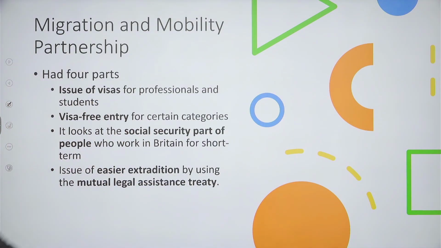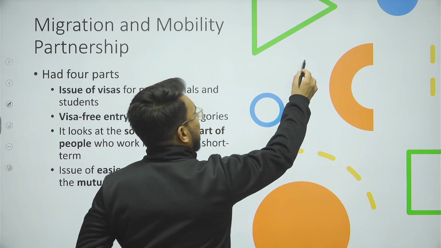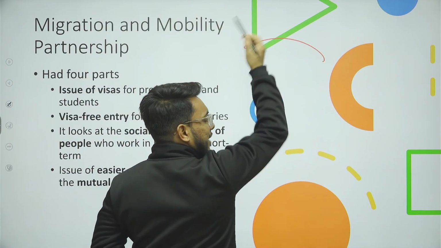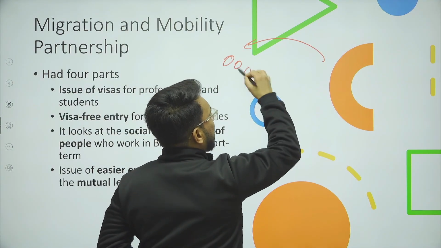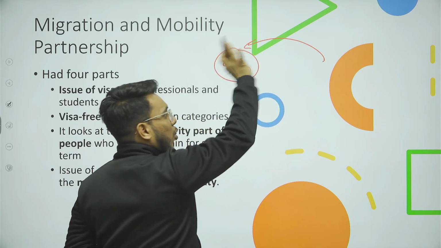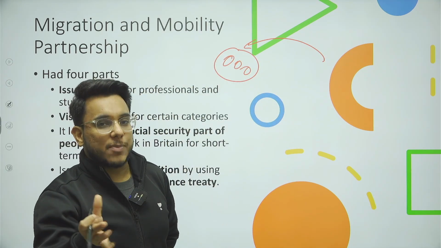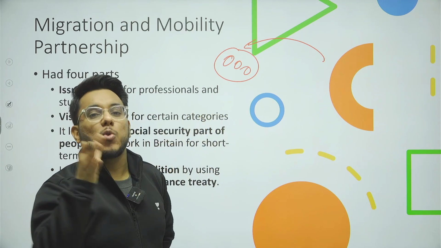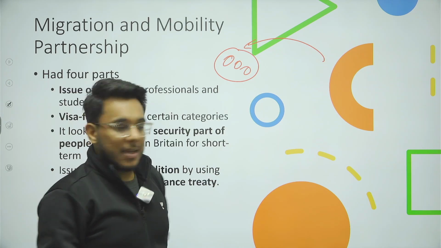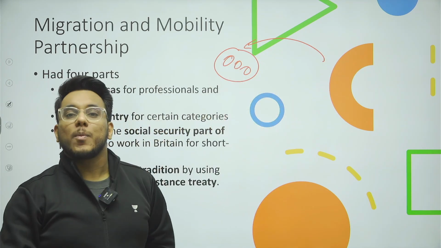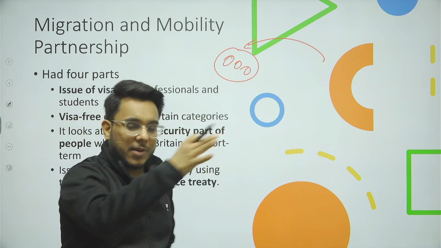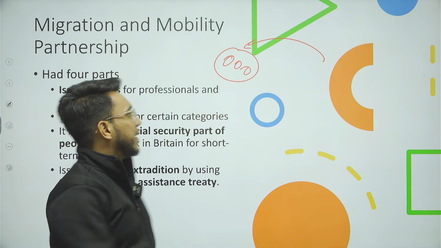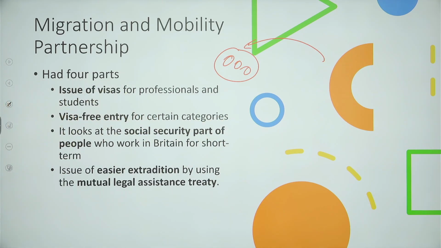Basically, guys, understand this: there are people who migrate to some other country and then overstay in those countries. Their visa is expired, but they are still staying. Sometimes people enter other countries without a valid passport or valid visa. So these people are to be sent back to their home country. And for deporting these people back to their home countries, this migration and mobility partnership is needed.